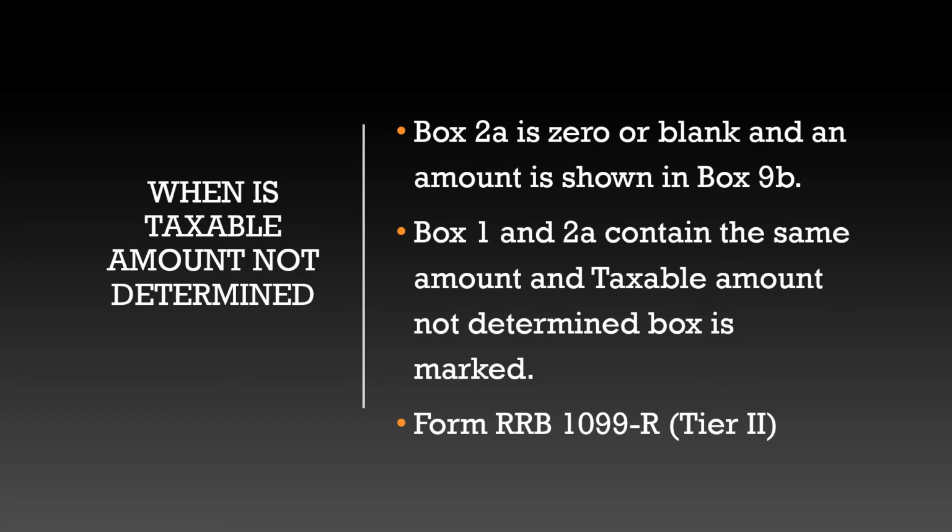And then Form RRB 1099-R, which is our Tier 2 railroad benefits, those will always require a calculation to figure out the taxable amount. So again, for basic preparers, if somebody comes in with that RRB 1099-R form, then we either need to find volunteers that have the advanced certification, or we might need to refer them to the AARP program if we don't have enough people on site with the correct certification.